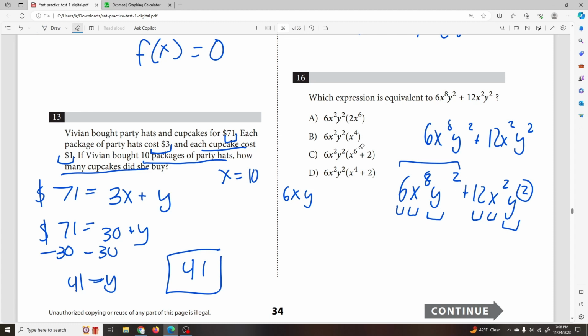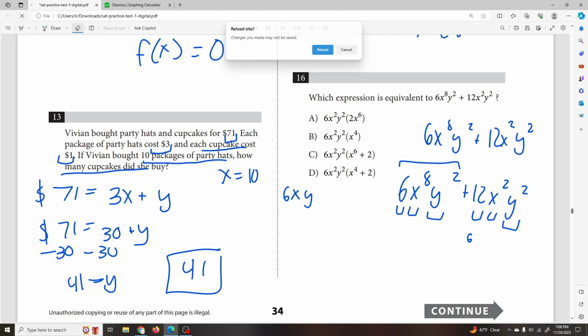Now, when it comes to x, we can't factor out x to the power of 8 because we don't have x to the power of 8 here. Instead, what we can do is factor out x squared, right? Because x to the power of 8 is just equal to x squared times x to the power of 6. So technically we can take that out, right?